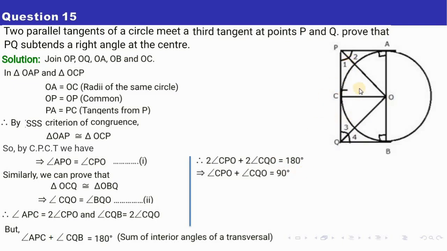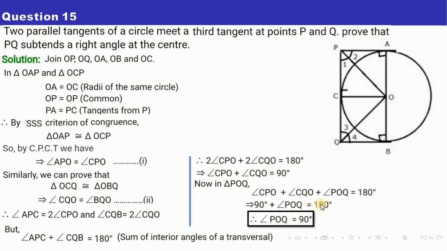Okay, now let's have a look at this triangle, that is OPQ, or POQ. In triangle POQ, what will be the sum of the interior angles? The sum of the interior angles will be 180 degrees, right? So we have CPO, CQO and POQ, and when you add them, you'll get 180 degrees. But we know that angle 1 and angle 3, when you add them, give 90 degrees. So instead of CPO plus CQO, can I write 90 degrees? Yes. So if I write 90 degrees and take it to the right hand side, you'll get 180 minus 90, that is, POQ will be 90 degrees. So that's what we need to prove in this particular question, that PQ subtends a right angle at the center.